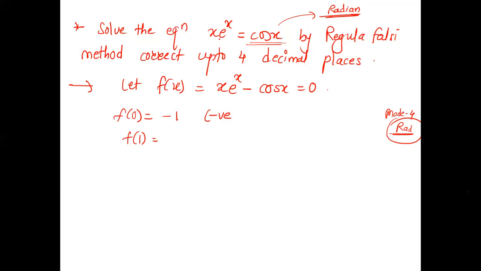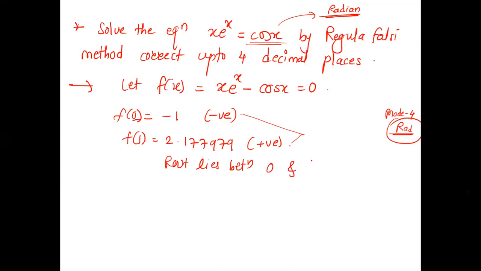Now you have the equation x raised to x minus cos x. Calculate for x is 0, it is minus 1. Now calculate for x is 1. What do you get? 2.17793, something. Correct? Yes. Which is positive. So yes, one negative, one positive. So the root lies between 0 and 1.